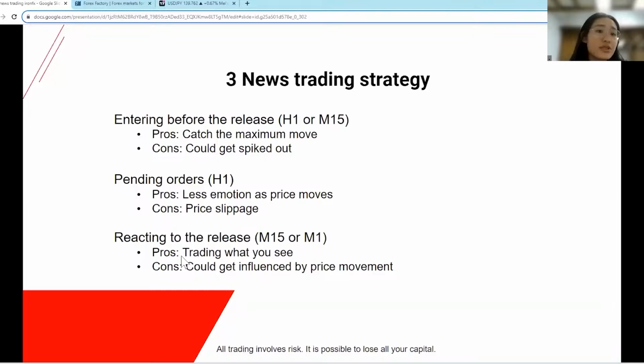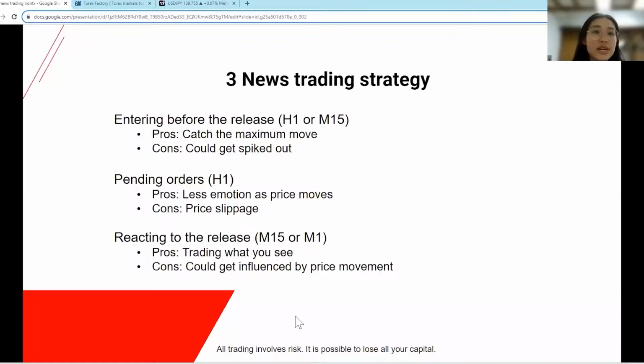Next is reacting to the release. So this once again is another short-term trading strategy on the M15 or even M1, so either the 15-minute or 1-minute time frames. The pro is that you are trading exactly what you can see, but the con is that it could get influenced by price movement, and your charts can be pretty noisy since you are trading on such small time frames.